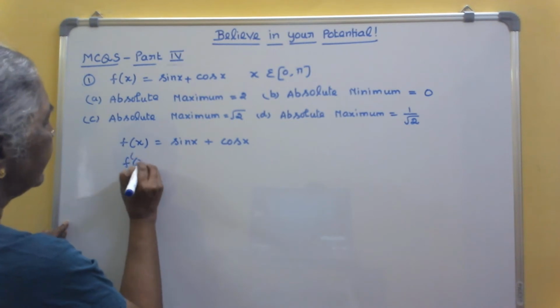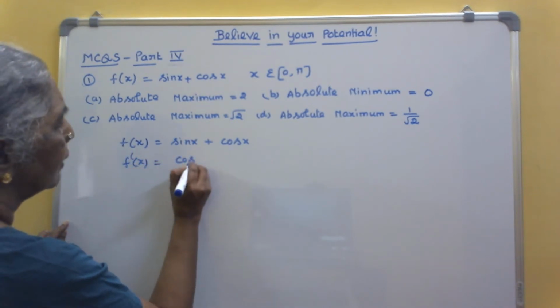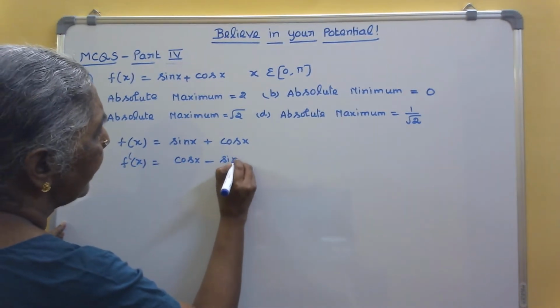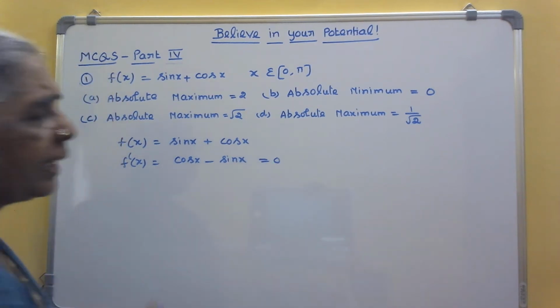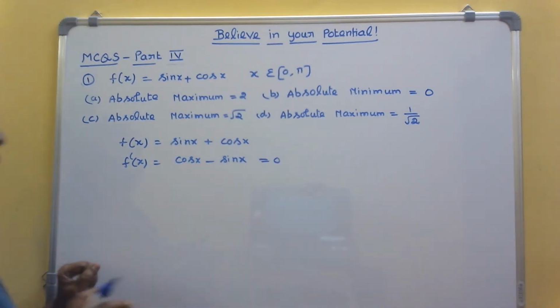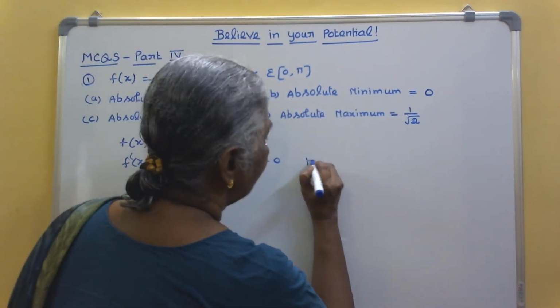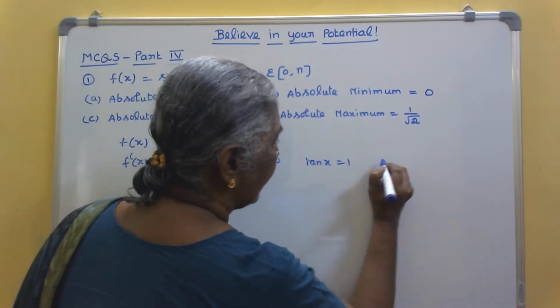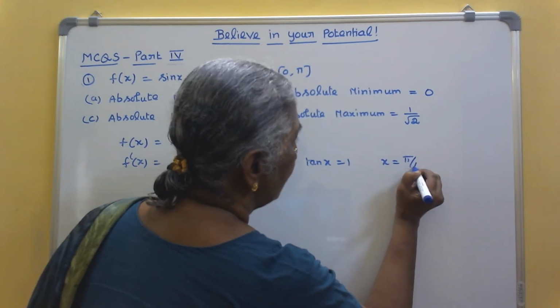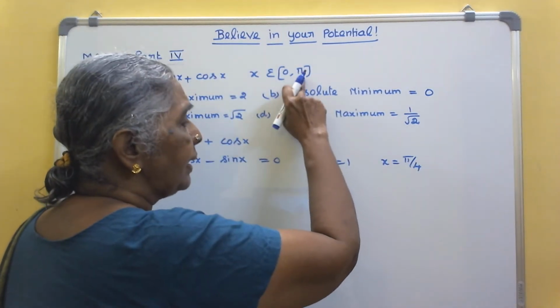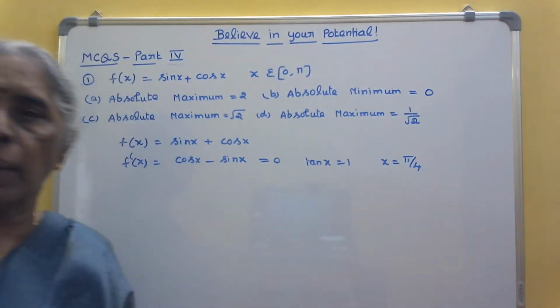If you differentiate, f'(x) will be cos x - sin x, right? Let us equate f'(x) to 0. That gives you cos x = sin x, or you will be getting tan x = 1, which gives x = pi/4. Because within this interval, you will get only pi/4.